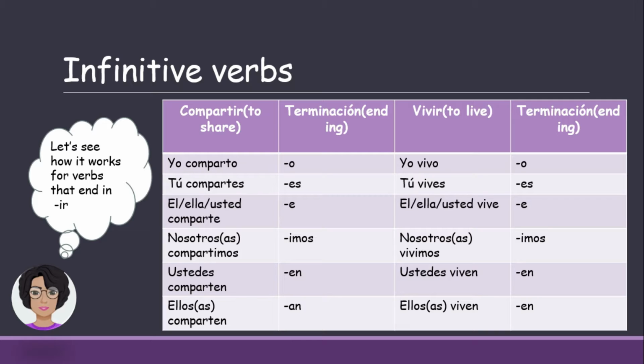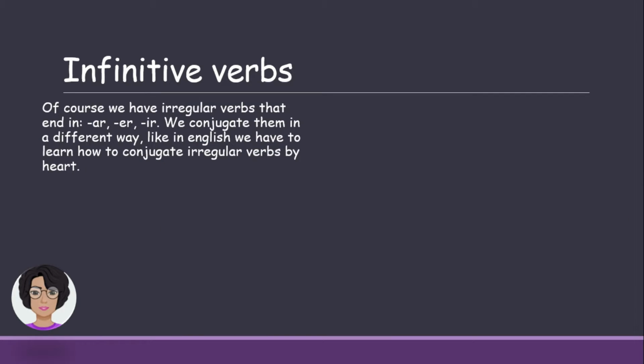Vivir. Yo vivo, tú vives, él, ella, usted vive, nosotros vivimos, ustedes viven, ellos, ellas viven. It's the same rule. The ending is going to be the same. Of course, we have irregular verbs that end in AR, ER, IR. We conjugate them in a different way. Like in English, we have to learn how to conjugate irregular verbs by heart.